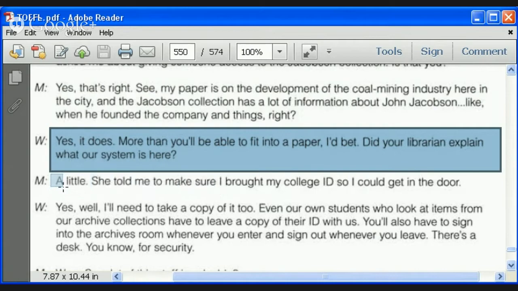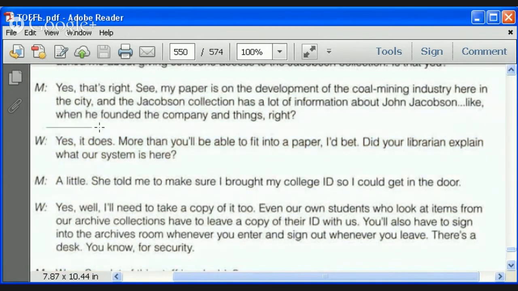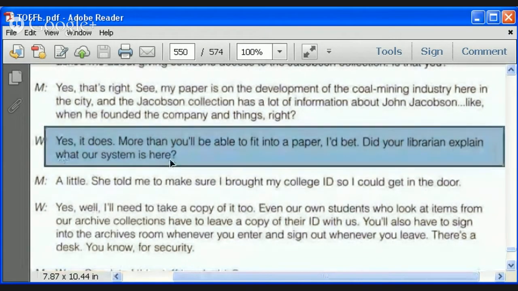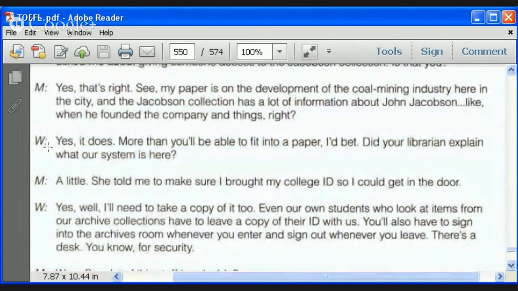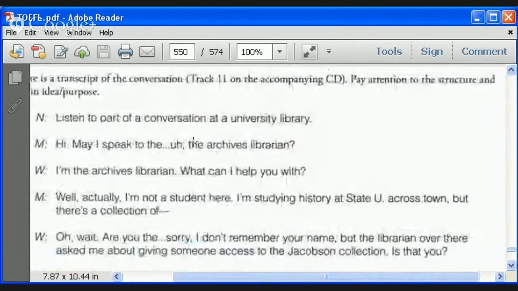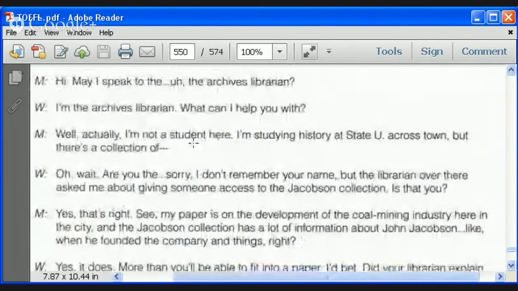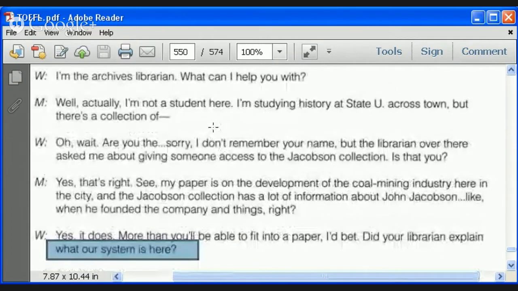Okay. Now, this is what I've been waiting for. These are things to listen for. Did your librarian explain what our system is here? Okay, here it comes. All up above, there's going to be one question. I haven't even looked at this information before, but I am absolutely sure there's going to be a question about why he is talking to the librarian. There always is. Okay, so write that down in your notes.